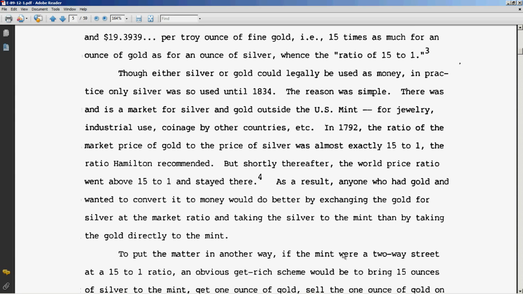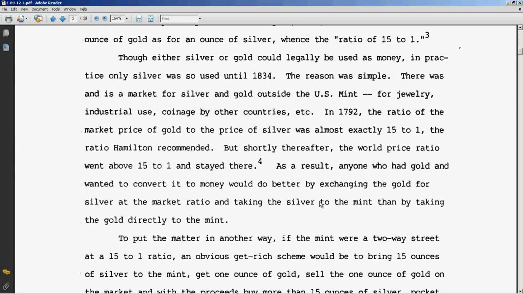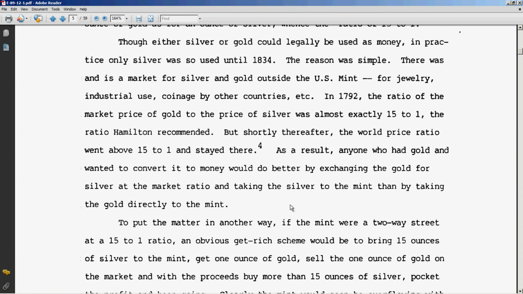As a result, anyone who had gold and wanted to convert it to money would do better by exchanging the gold for silver at the market ratio and taking the silver to the mint than by taking the gold directly to the mint. So you can see that this fixed 15-to-1 ratio that was set up by the Coinage Act of 1792, rather than creating stability, actually created instability.